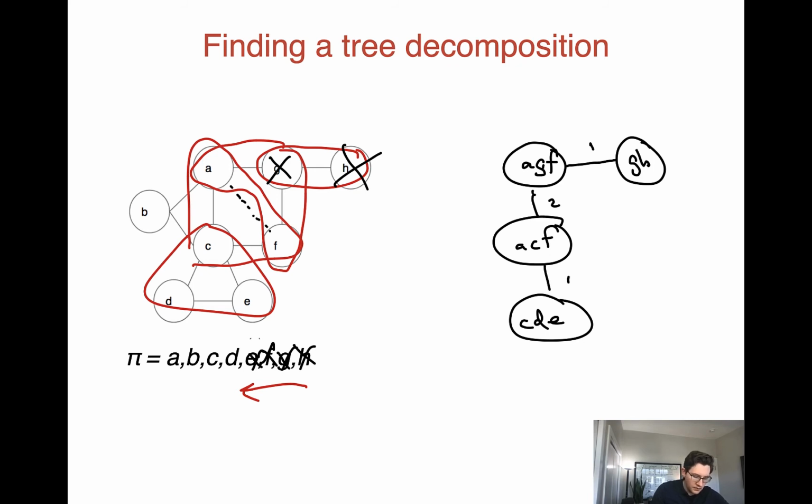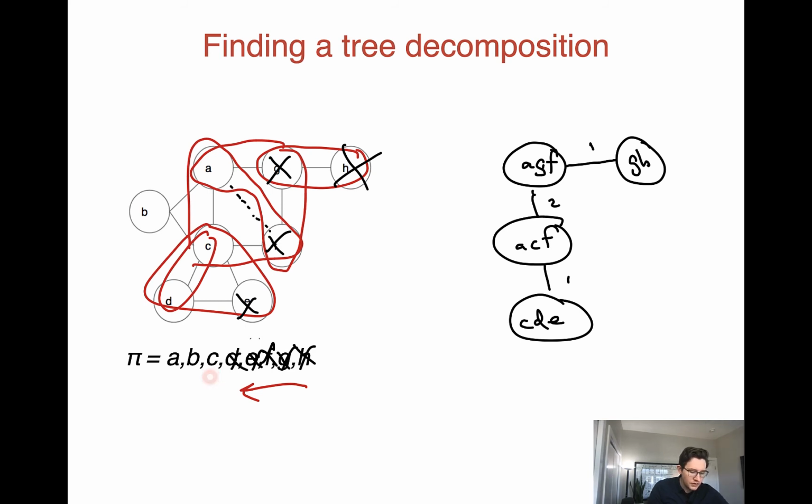Done with E. Next is D. Notice that D is connected to just one variable that's remaining in the graph. And note that we already have a node that includes that pair, C and D. So we're just gonna put any potential over C and D into this node that we have existing. We don't need to make a new node for D. So we're done with D.